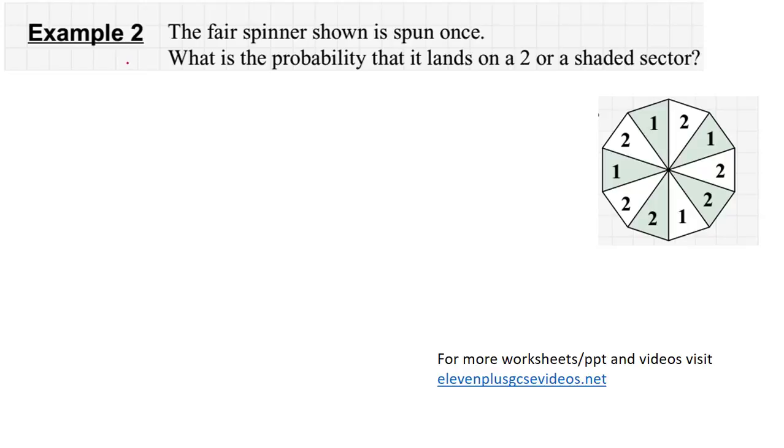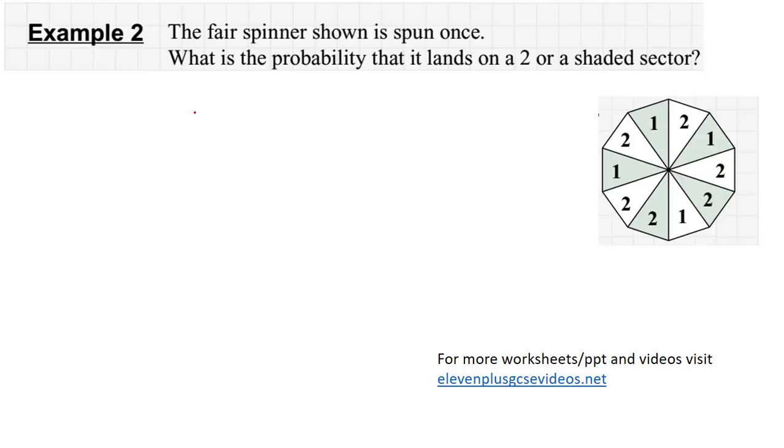Okay. Now, so the first spinner shown is spun once. What is the probability that it lands on a 2 or a shaded sector? A 2 or a shaded sector. Now, the first thing you need to understand is that if it's been spun once, then it cannot land on a 2 and on a shaded sector at the same time. It's impossible. So these events are basically mutually exclusive.